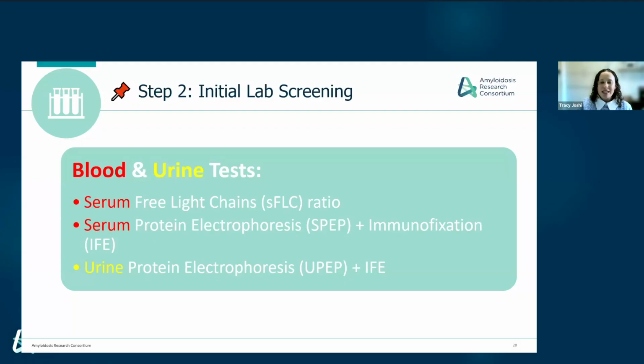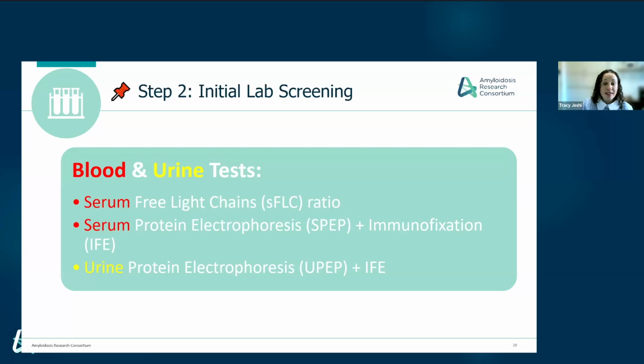So think of light chains as building blocks of antibodies. This test measures free kappa and lambda light chains in the blood. If the ratio is too high or too low, it suggests that there's an imbalance, meaning the body is making too many misfolded proteins.